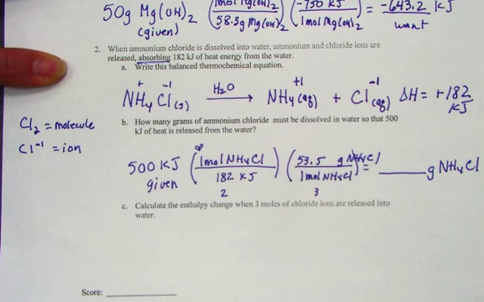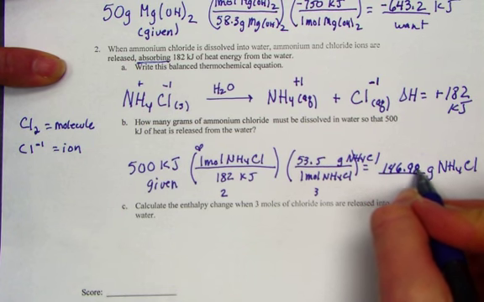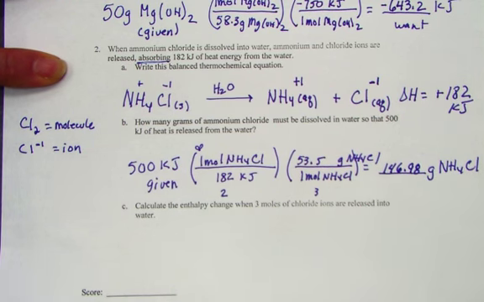Hitting through with me, 500 divided by 182 times 53.5, and I have 146.98, about 147 grams of ammonium chloride.